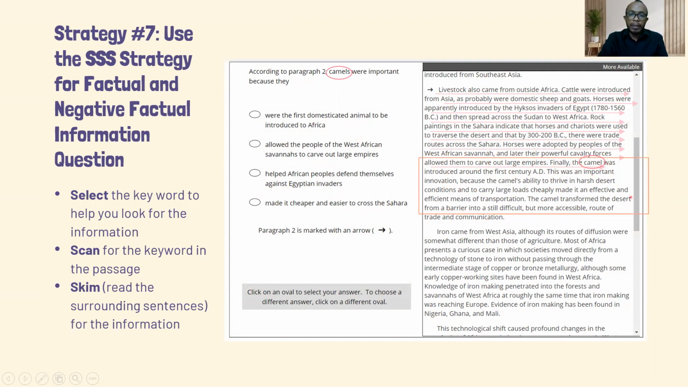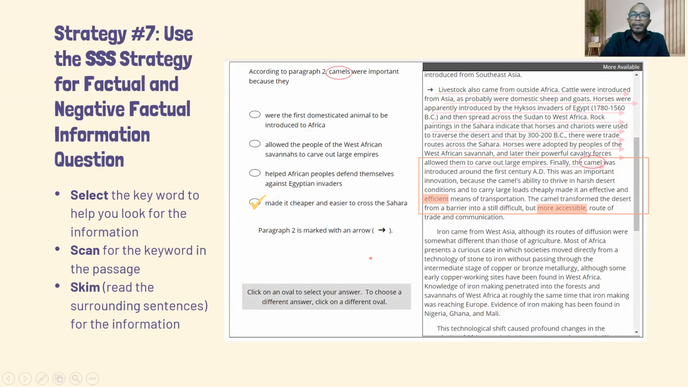So if you read very focused in this part of the passage, you'll be able to find the information that camels are efficient and make traversing the desert more accessible. Therefore, you get the answer that camels were important because they made it cheaper, more efficient, and easier to access the desert, which is the Sahara. All right, so that's the triple S strategy.